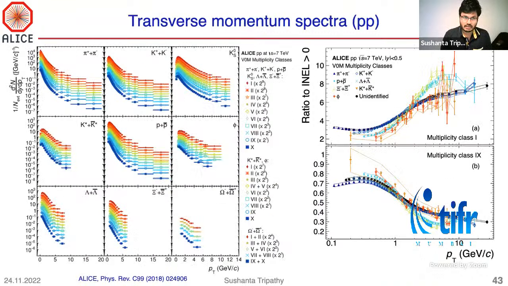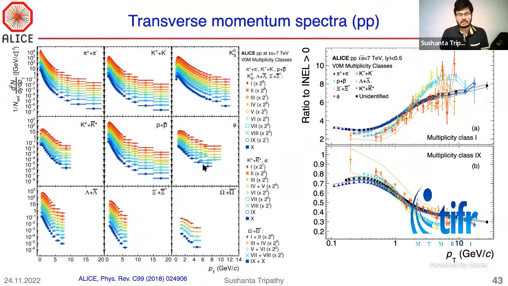To go into a more differential part, one can obtain the particle transverse momentum spectra. Here you have the transverse momentum spectra for different particles, pi, K, p, going up to omega, for different multiplicity classes. These results are for pp collisions in different V0M multiplicity classes. To remind you, V0M refers to the sum of the V0 amplitudes coming from the A and C detectors. Here are the different multiplicity classes listed.